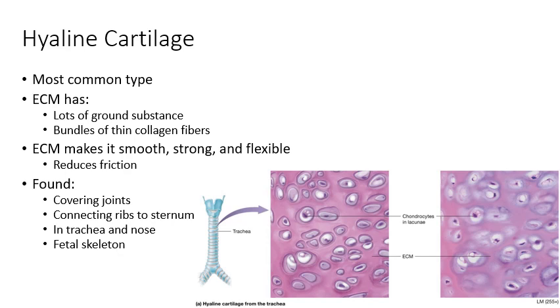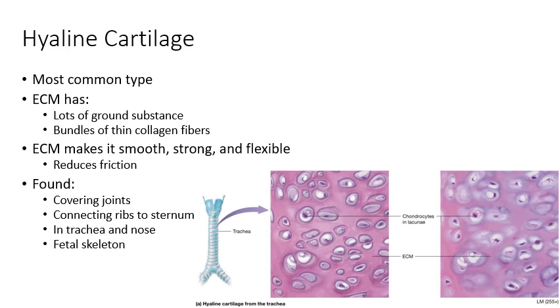So since it is so smooth, its role is going to be in reducing friction. So the places to find it most prominently would be covering joints. So wherever you have the surface of a bone that's actually going to touch another bone to make a joint, you're going to cover that surface with hyaline cartilage to reduce the friction between the bones as they move against each other. Also, you have a few joints that are made of hyaline cartilage.